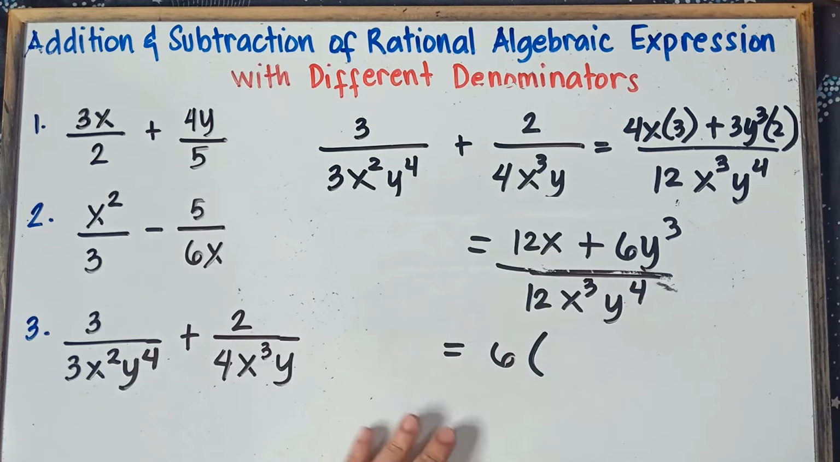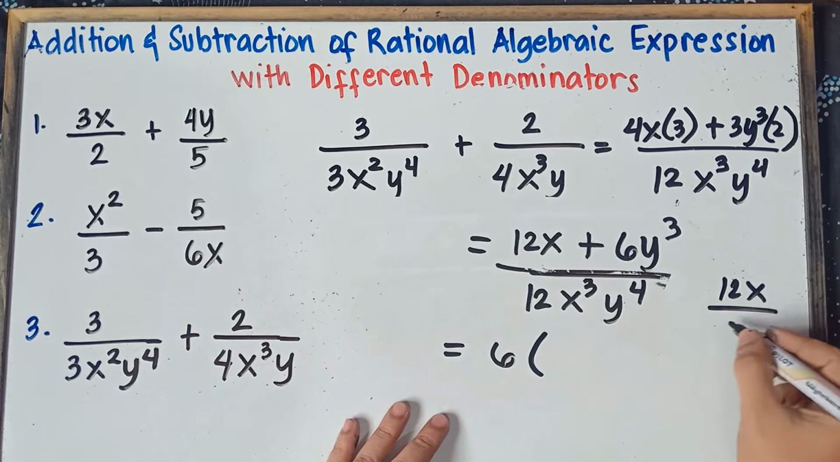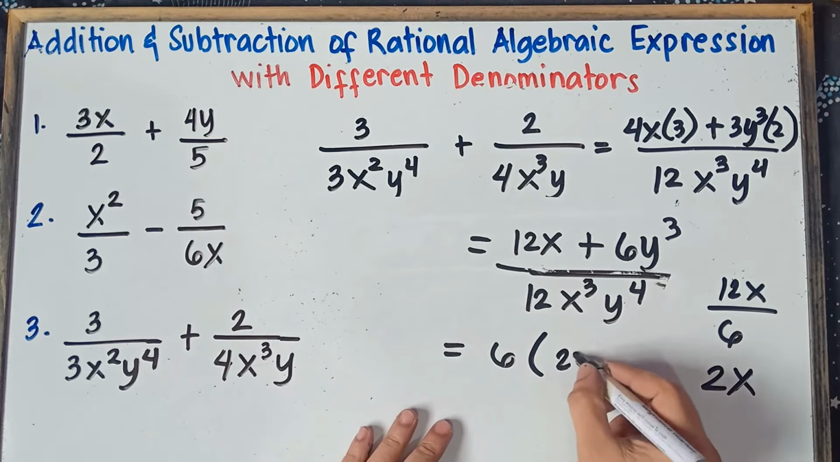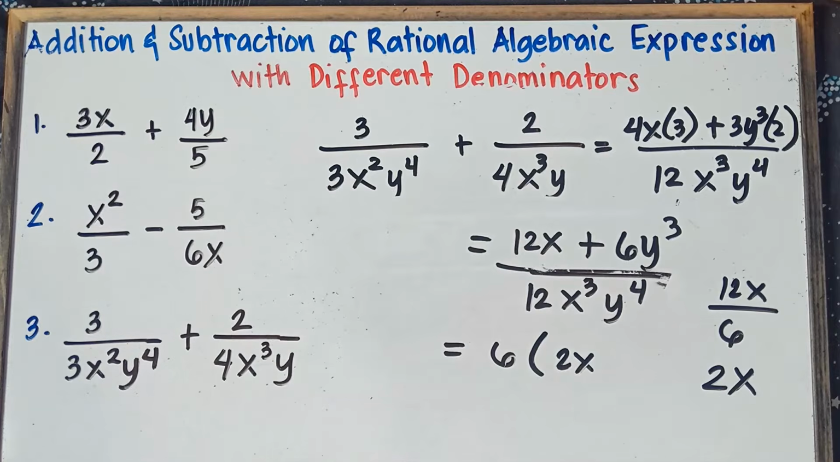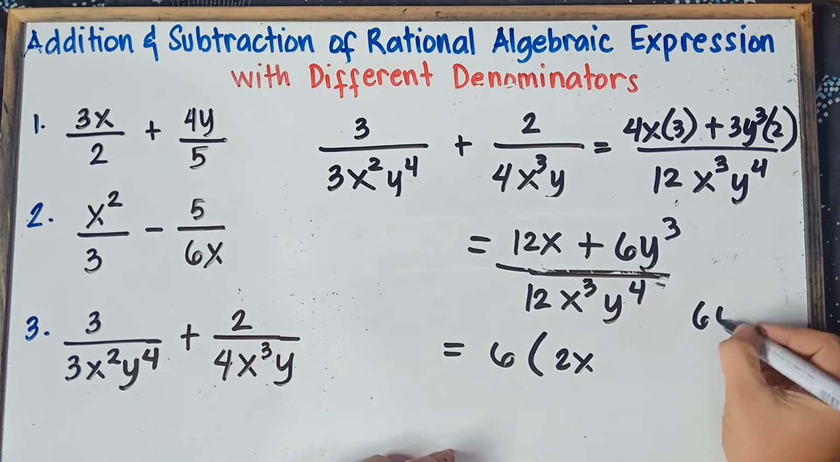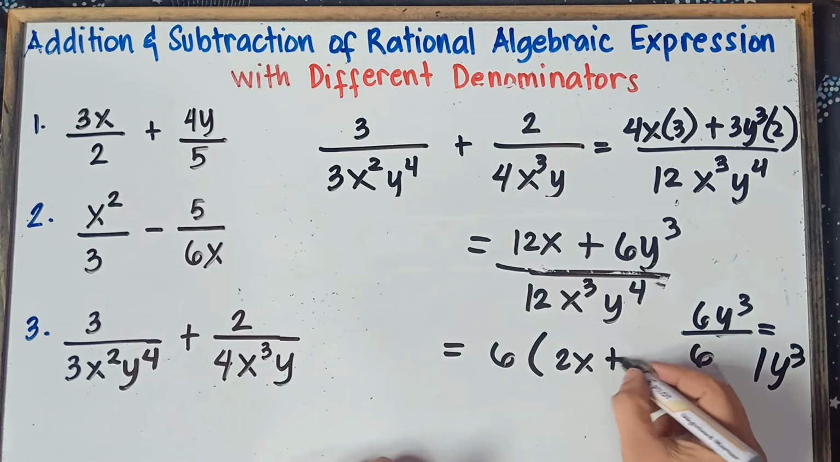And then simply divide this one, 12x divided by 6. Once again, class, 12x divided by 6. 12 divided by 6 is 2. Simply copy x, so that would be 2x. And then this one, 6y cubed divided by 6. Alright, so 6 divided by 6 is 1. And then simply copy y cubed. So this will be positive y cubed.